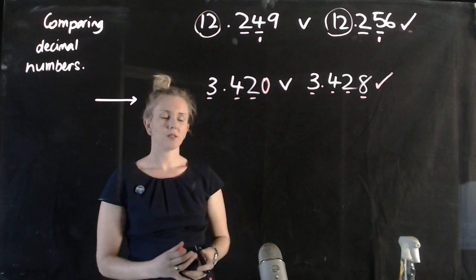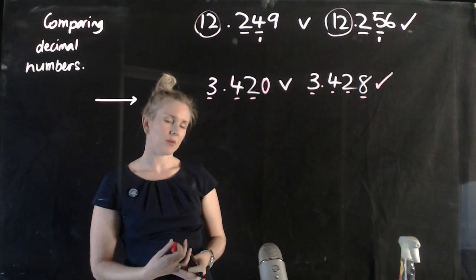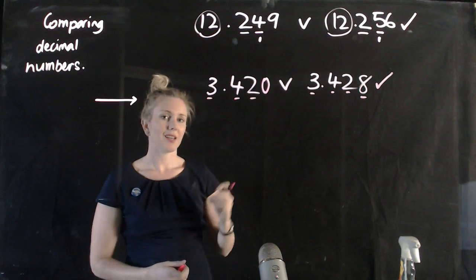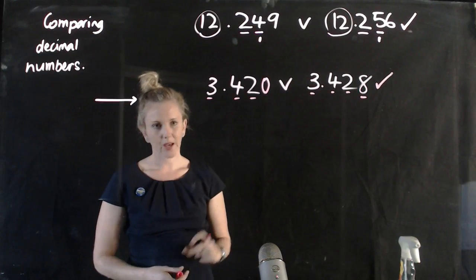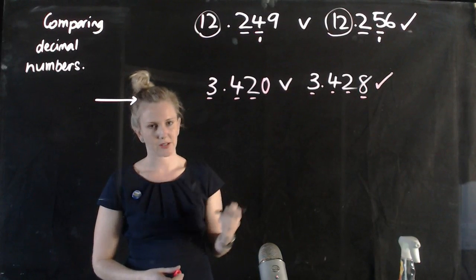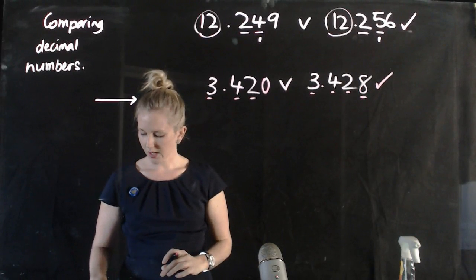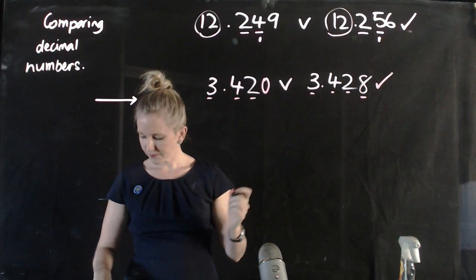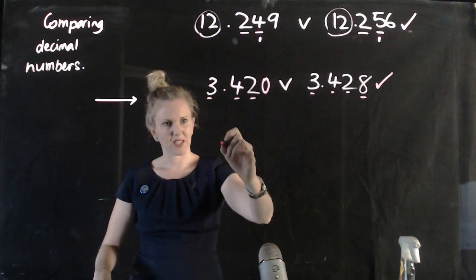Okay, so if there's a missing digit at the end and they don't match the same number of digits, add a 0. That will come in handy when we're adding and subtracting decimals as well. Okay, my last example is kind of similar to that one actually.